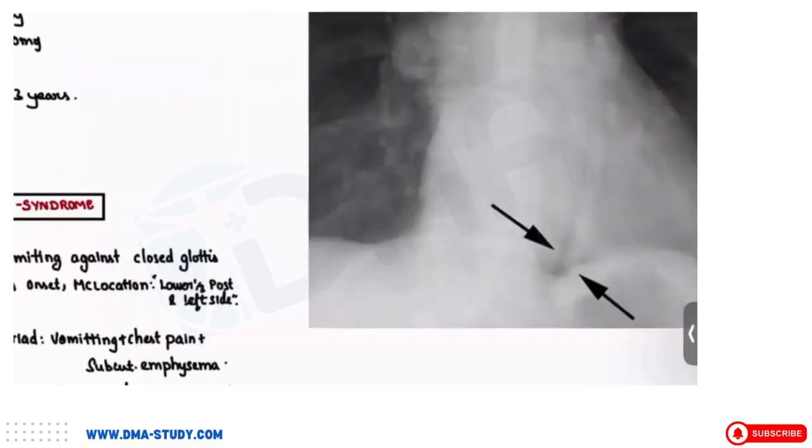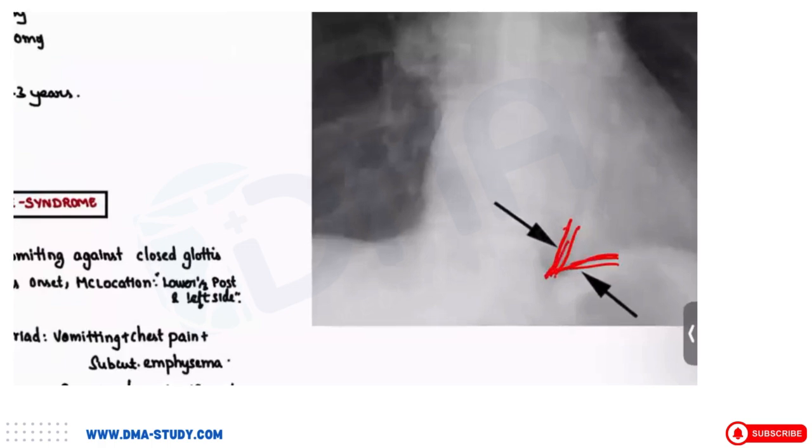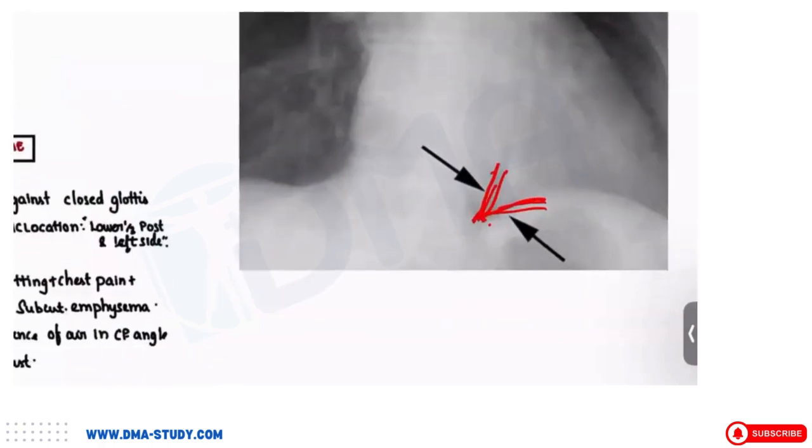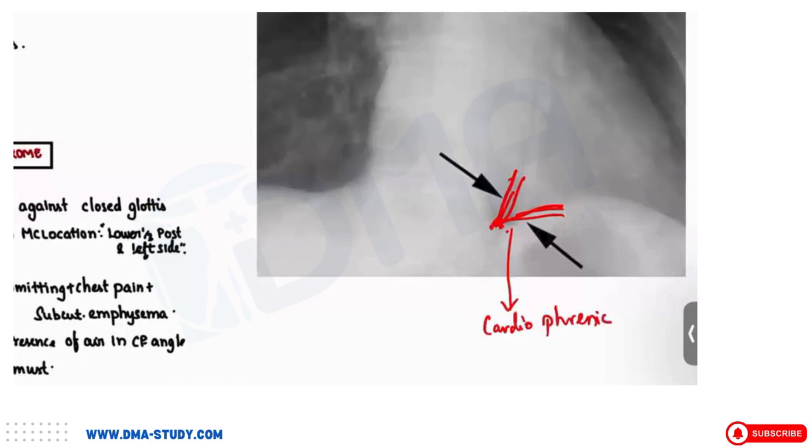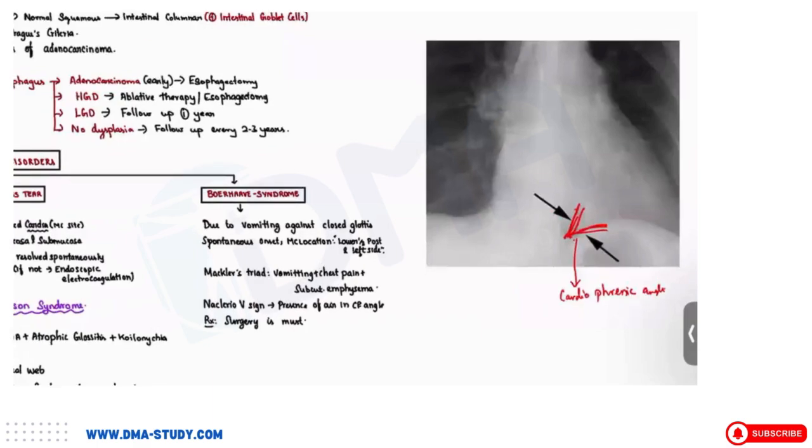Here, this is a Naclerio V sign. You see the V sign along with the cardiophrenic angle. The costophrenic angle will be in that corner. This is the cardiophrenic angle. You see the V sign, air and the cardiophrenic angle. That gives you a Naclerio V sign. That CP angle is the cardiophrenic angle, not costophrenic.